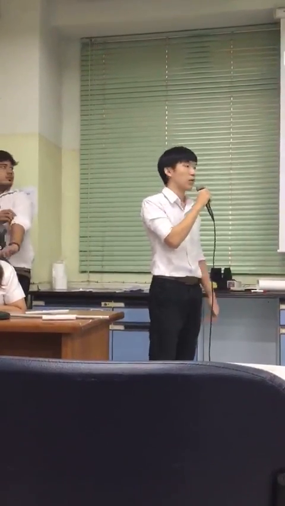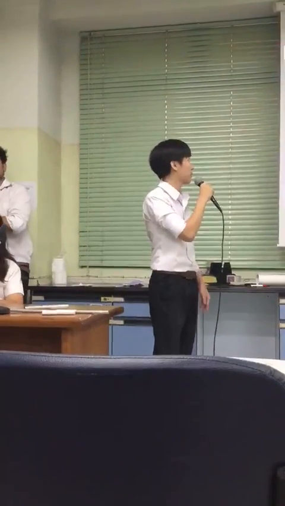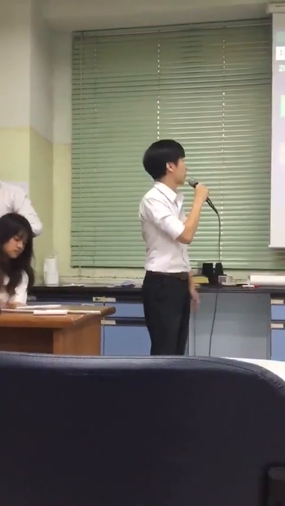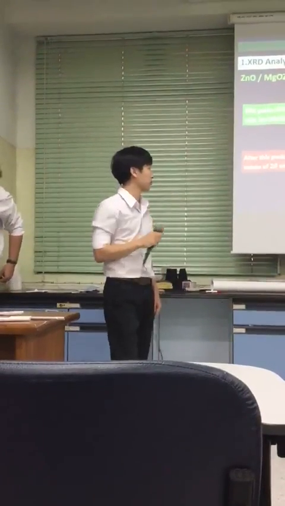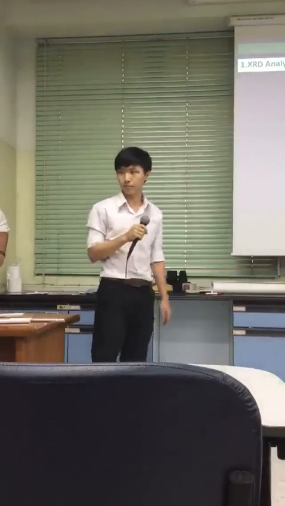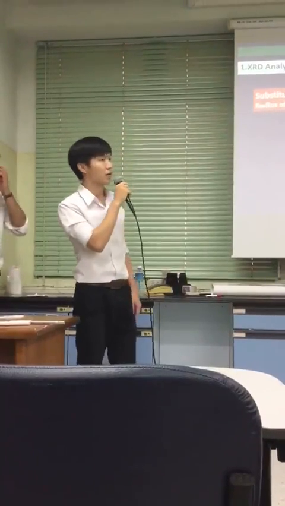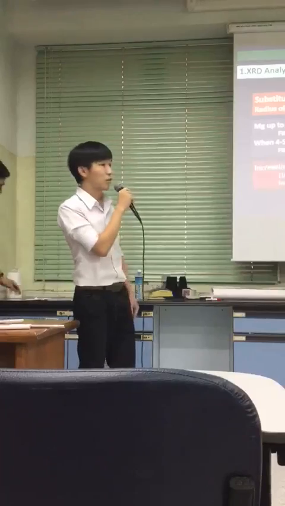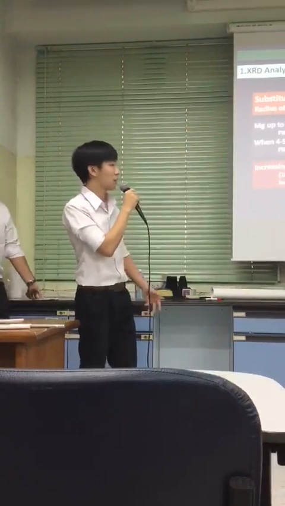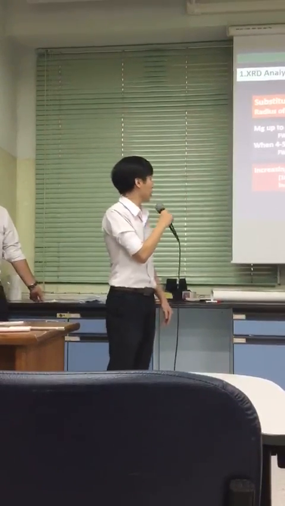The XRD peak shifts to a lower value of 2 theta with increasing magnesium up to 3 atomic percent, and shifts to a higher value when there is more than 3 atomic percent of magnesium. The radius of the magnesium ion is smaller than the zinc ion, so it is very easy to substitute the magnesium ion in place of zinc.